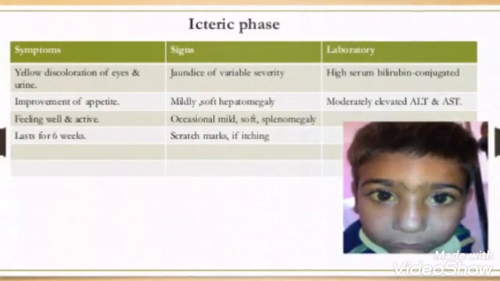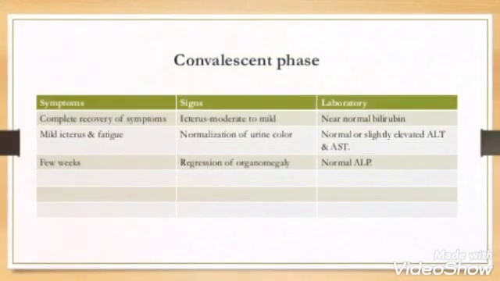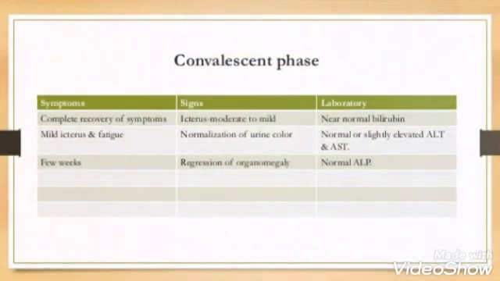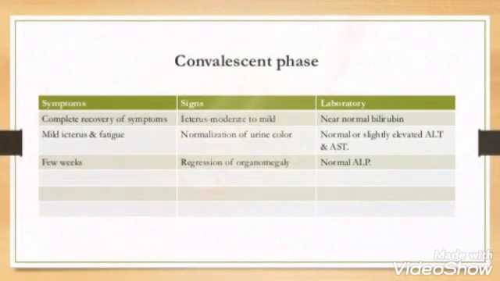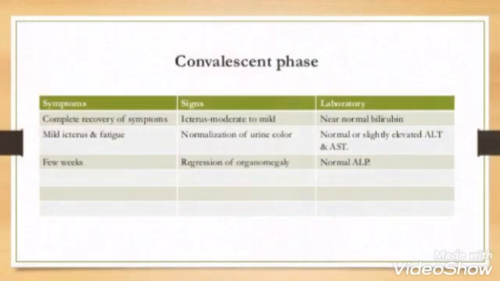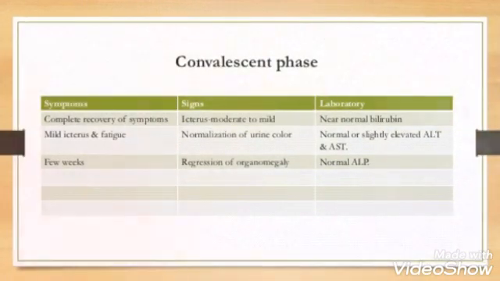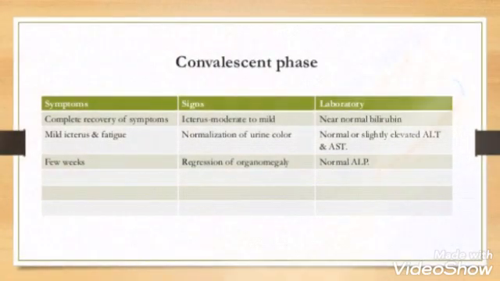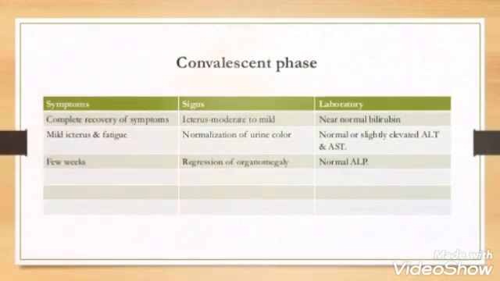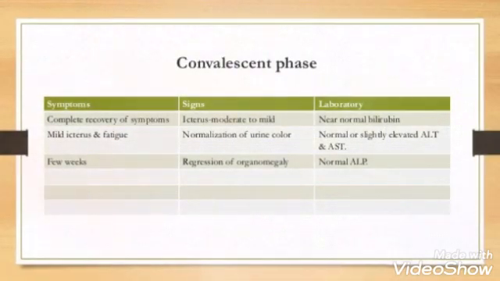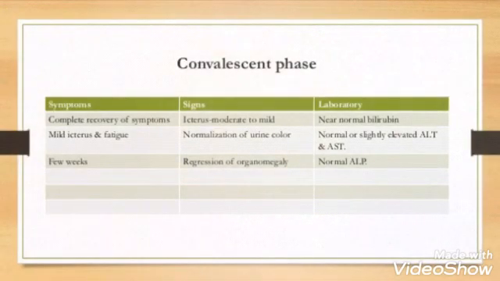Then we'll move to the third and last phase, the convalescent phase. You can see this is the severe phase of viral hepatitis. In this you will note symptoms like complete recovery of symptoms, mild icterus and fatigue for a few weeks; signs like icterus moderate to mild, normalization of urine color, regression of organomegaly. So this is the last stage where everything seems to be normal but the condition will be getting worse.